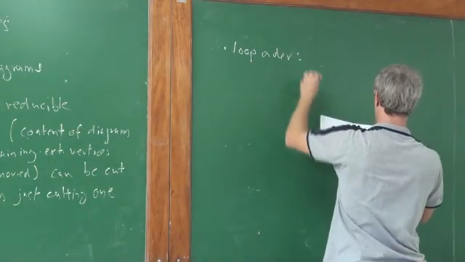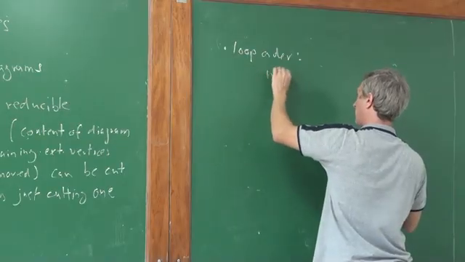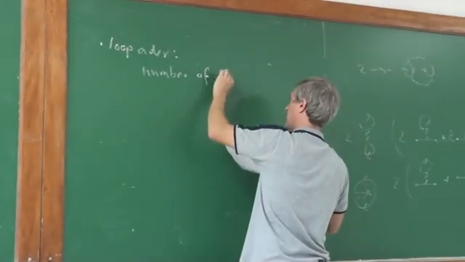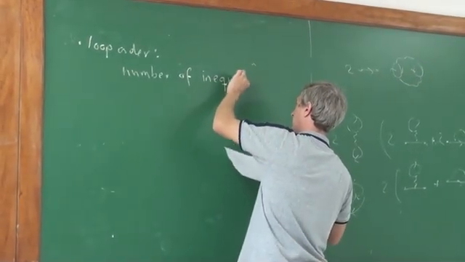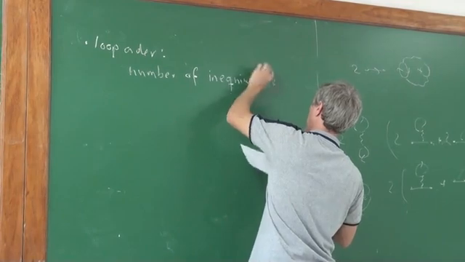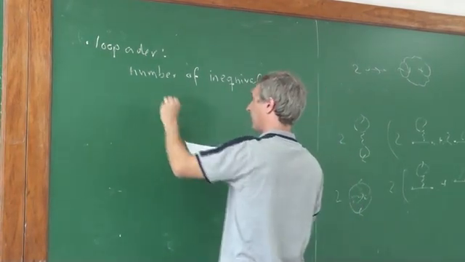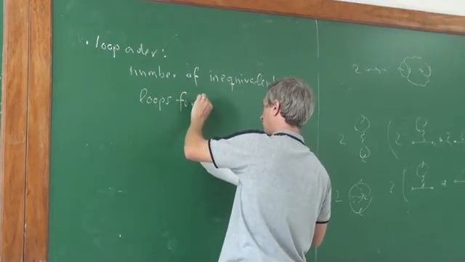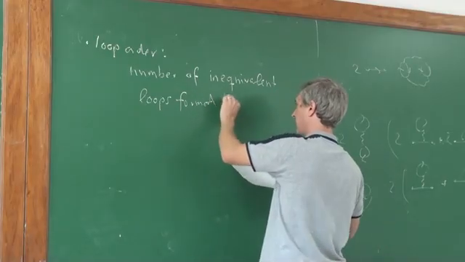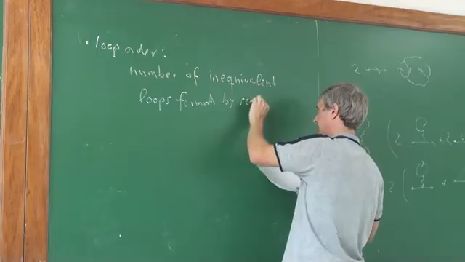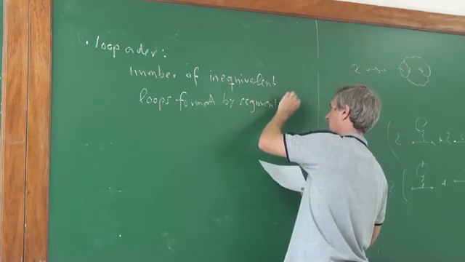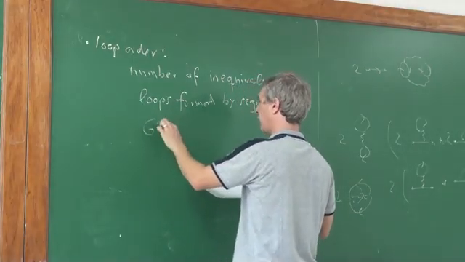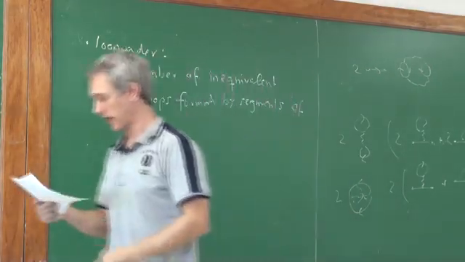So let's just write down again. The loop order is the number of inequivalent loops formed by segments of the Green functions. So how many loops are formed by the Green's functions, okay?